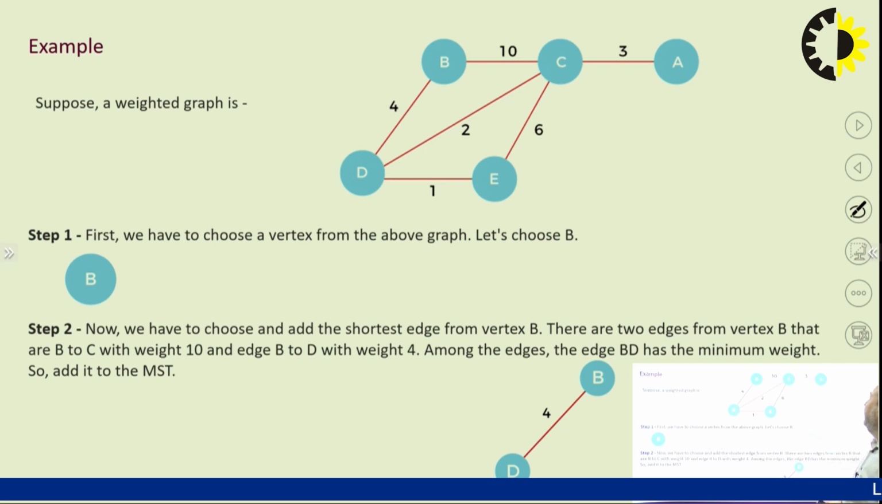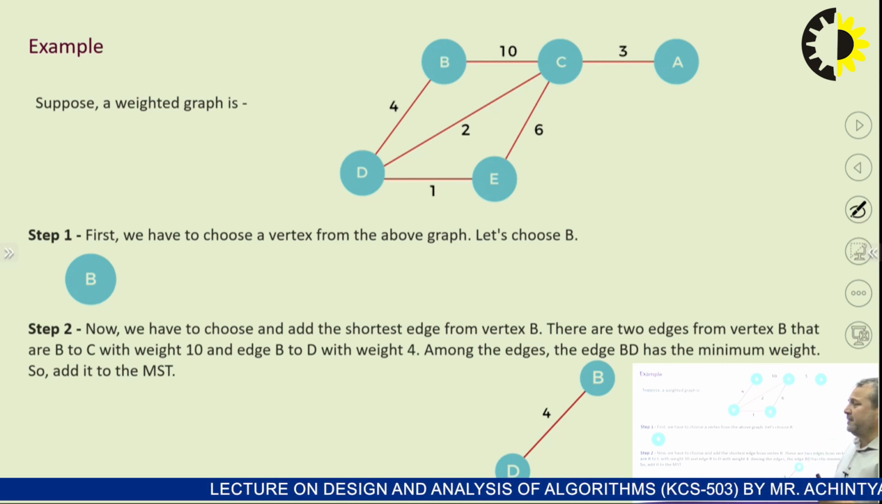Suppose this is the graph. We have to find the minimum spanning tree of this graph using Prim's algorithm. So what do we do? There are 3 steps. One is what?